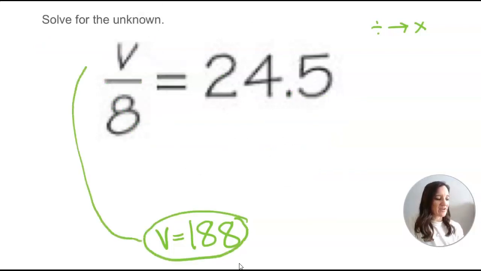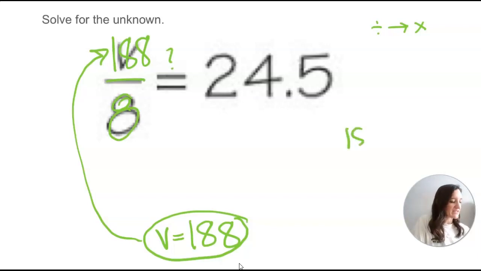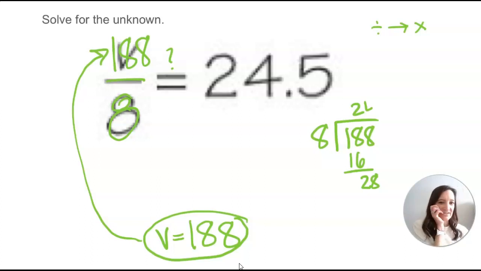We can check it by putting it in and saying 188 divided by 8. Does that really equal 24.5? Let's find out. 2, 4, that's not 4. What am I doing wrong? 2 times 8 is 16, bring down 28. 28 will go into 8. 2 times 4 is 32. Did I do something wrong? Should be 3.